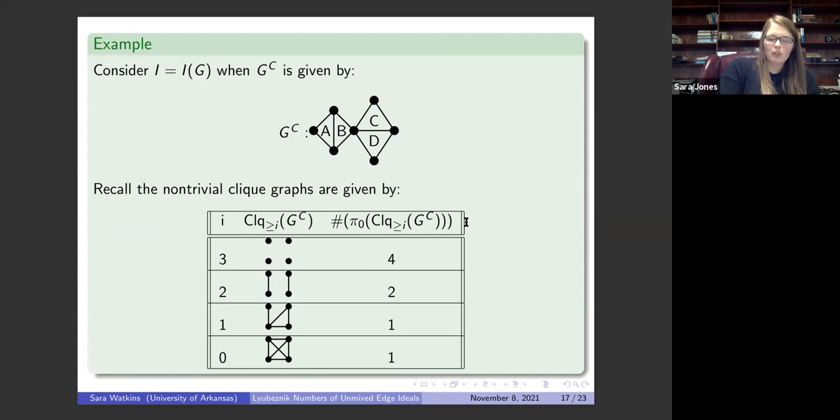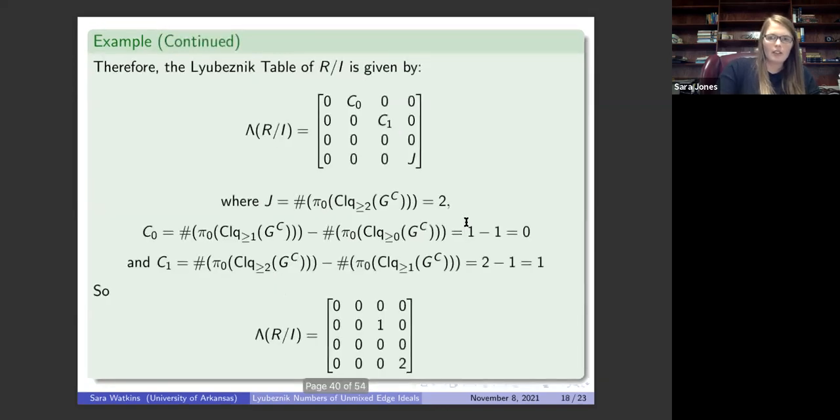So what my main result is saying is that we can actually calculate the Lubeznik numbers, the whole Lubeznik table, based purely on the information found in this table right here, the number of connected components in the click graph. We don't have to go through the link. We don't have to look at the Betti numbers, the free resolution, any of that. We can simply look at the number of connected components in this click graph.